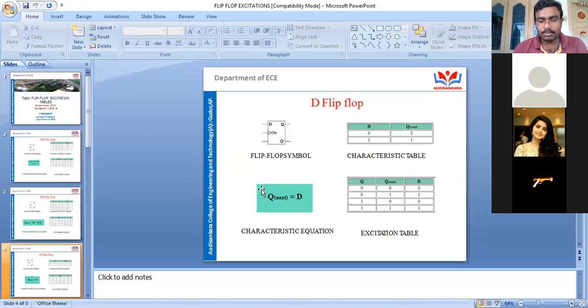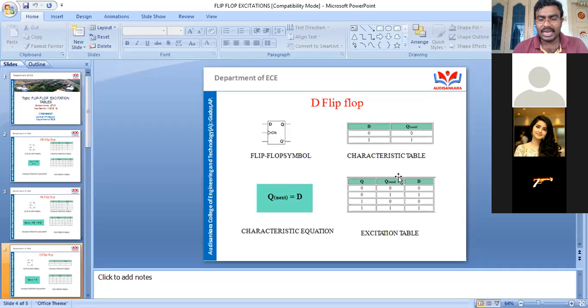So look at the characteristic equation. Your next state is equal to input. Input and output both are the same, and you can see that in the truth table also. D is your input and Q next is nothing but the next state or output. If input is 0, output is 0. If input is 1, output is 1. Both are the same, guys. That is why it is called delay flip-flop. The characteristic equation also shows the same: your next state and input are equal. This characteristic equation is also very important later in the design part. So you should definitely remember and note down the characteristic equations we have.